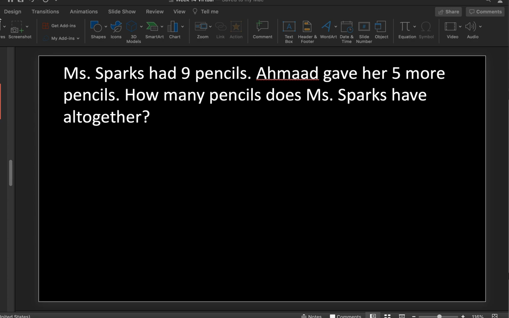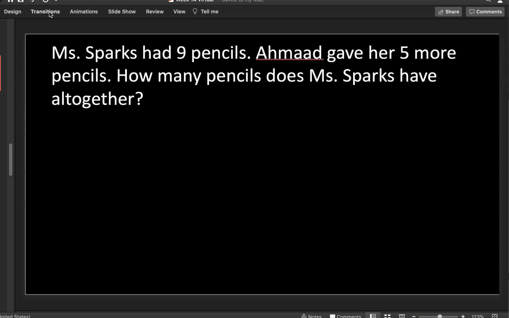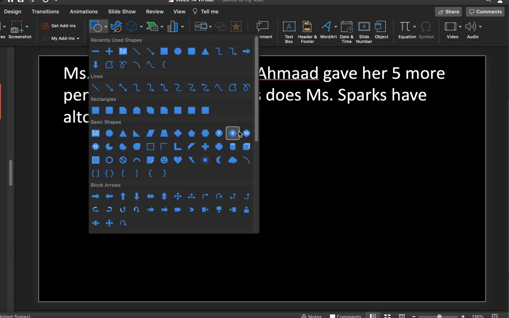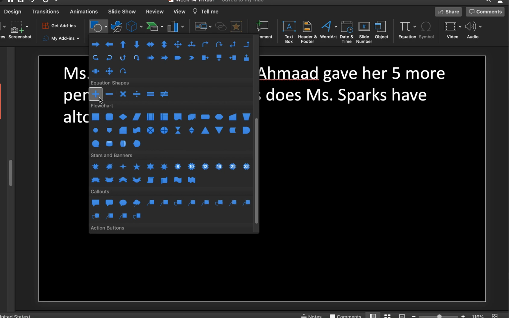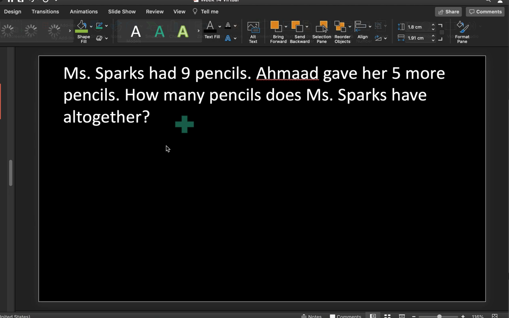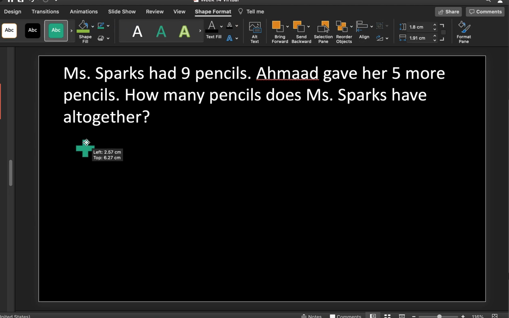So Miss Sparks is going to insert her shape of adding. Let's go down. So we are adding. I'm going to say we are adding, and I'm going to move that down here. So we are adding.